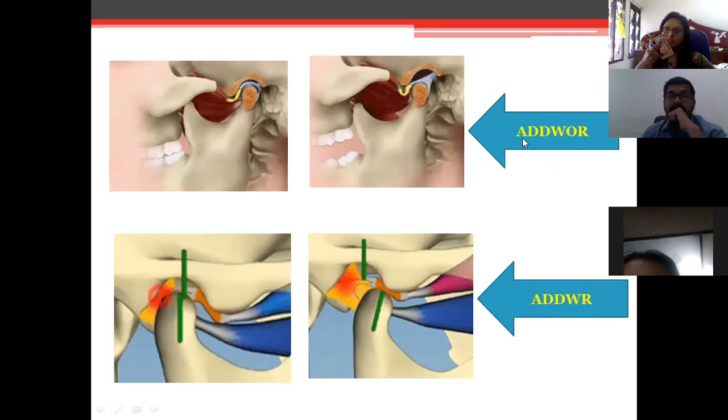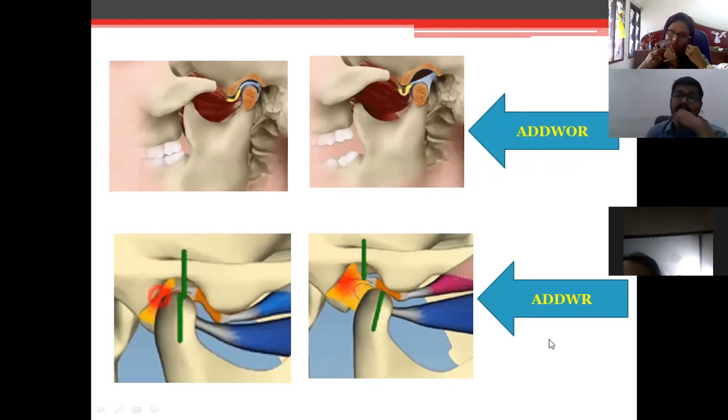In these two conditions, the name itself says anterior disc displacement. That means your disc is already displaced anteriorly. And as I said, this is a cartilage. I used to demonstrate it to patients with their own ear. Our ear pinna is a cartilage. Just like your ear pinna, we have the articular disc inside, by the articular eminence.